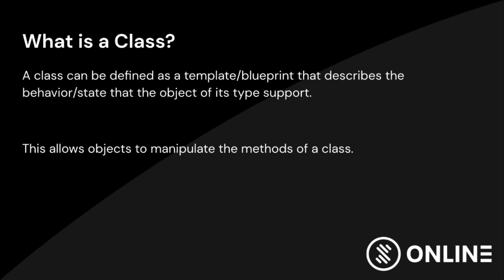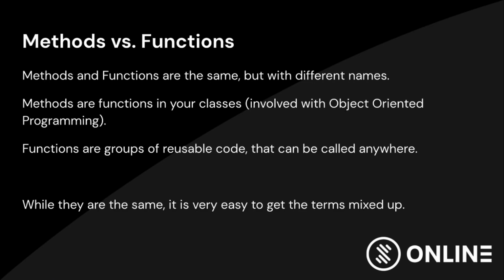So like I said, the class is a template or blueprint that describes the behavior or state that the object of its type supports. So this allows objects to manipulate the methods of a class. You see me throw around two different terms here. We have methods and functions, and I've used them interchangeably, which isn't that good, but it doesn't really matter at the same time.